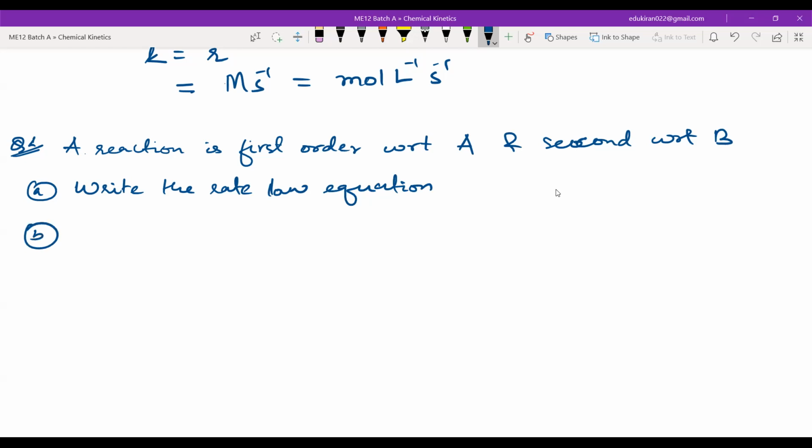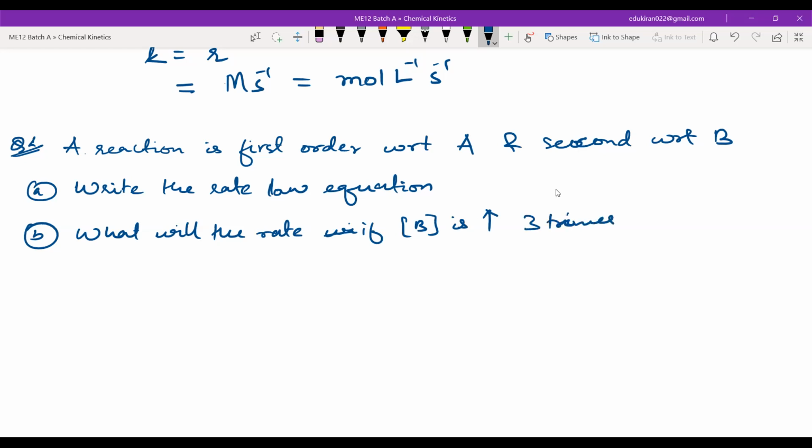B part is, what will be the rate if concentration of B is increased 3 times. C part, what will be the rate if concentration of A and B both are doubled?